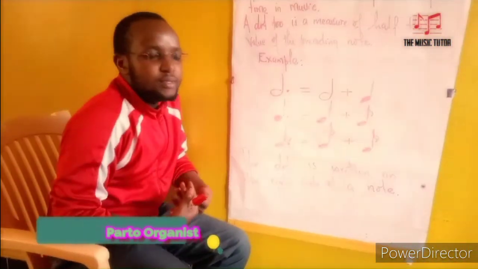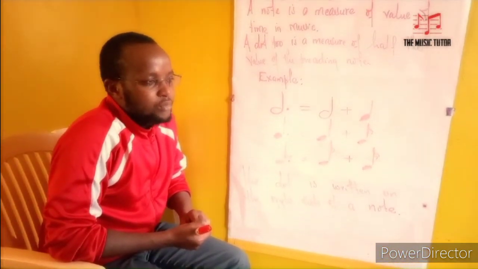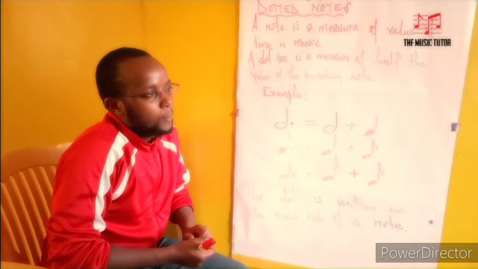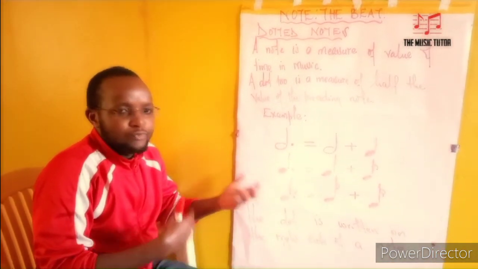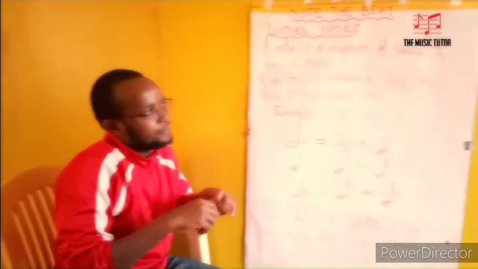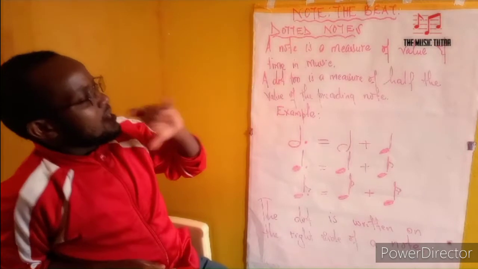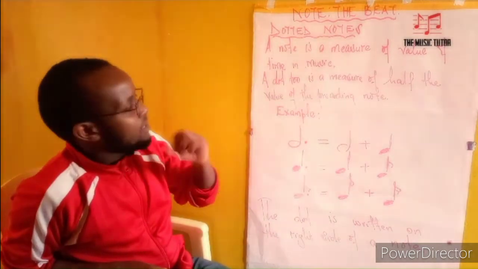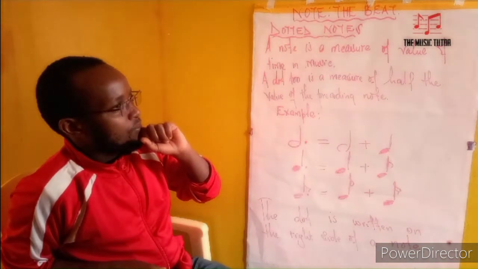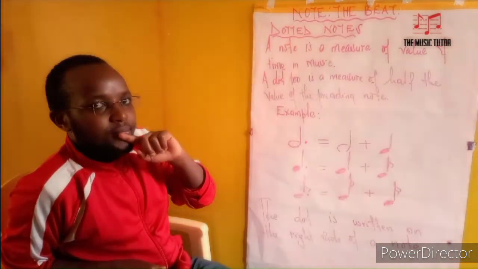The idea of a dotted note is still within our learning of a musical beat. And as we said, a musical note is a measure of value of time in music. So a note, as we said earlier, is a measure of value of time in music. The same note can be dotted.